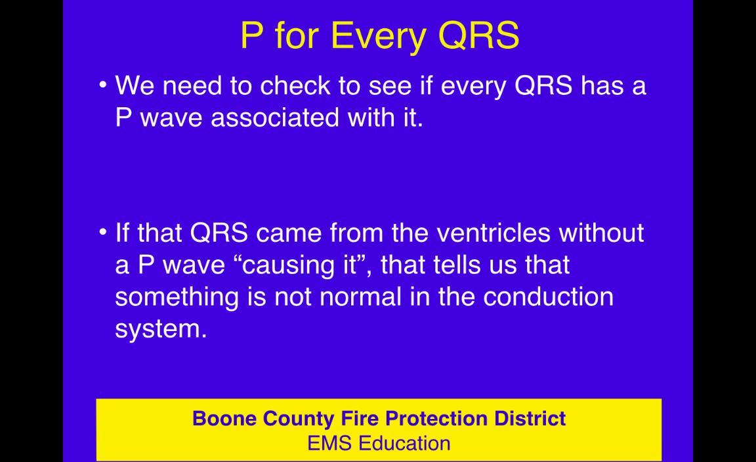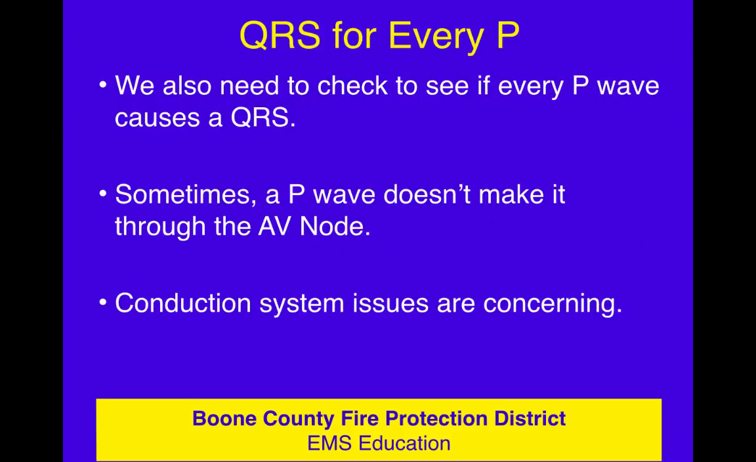The next thing we look for is, is there a P for every QRS? Are there any QRSs that a P wave didn't appear to cause? If the QRS came out of the ventricles, no P wave would have caused it, and that tells us that something's not normal in the conduction system. Remember, a normal conduction system means good synchronization between atria and ventricles, which leads to good cardiac output, which leads to good blood pressure. The other question we ask is, was there a QRS for every P?